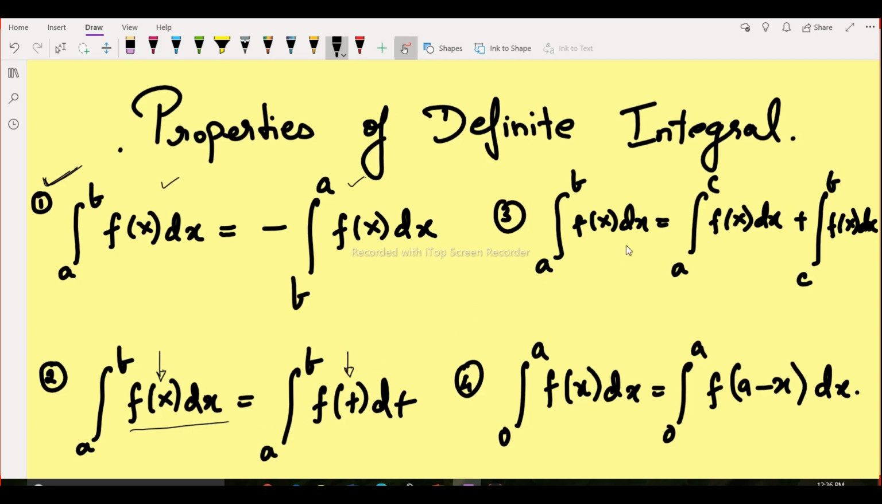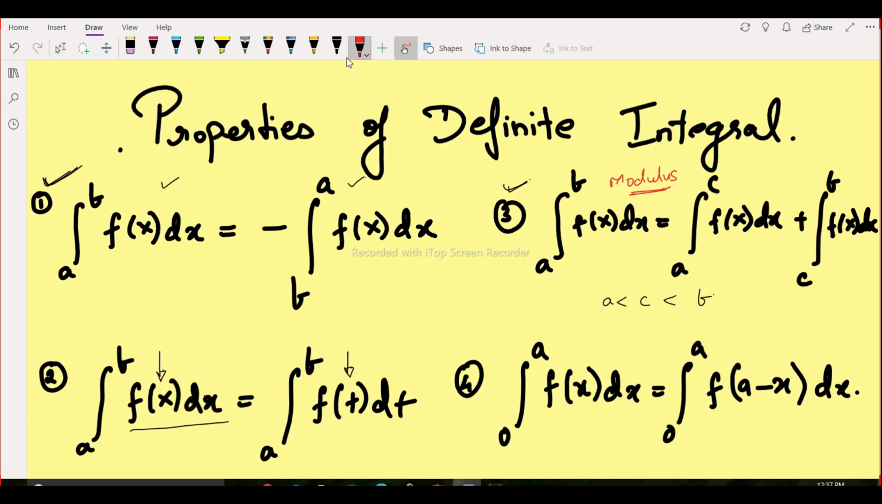The third one is, if you have a case wherein there is A, there is C and there is B. These are three numbers, and C lies between A and B. So you can split the integral. If you have A to B f(x) dx, this can be written as A to C f(x) dx plus C to B f(x) dx. You will usually find this property widely used in sums which have modulus, or in GIF functions.